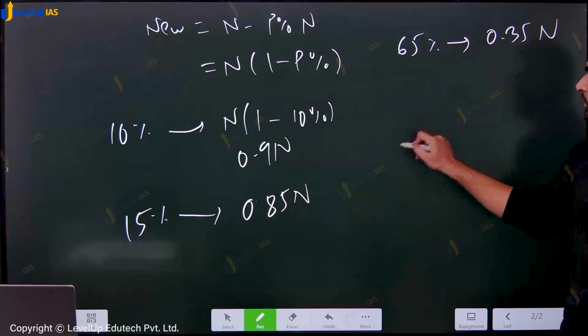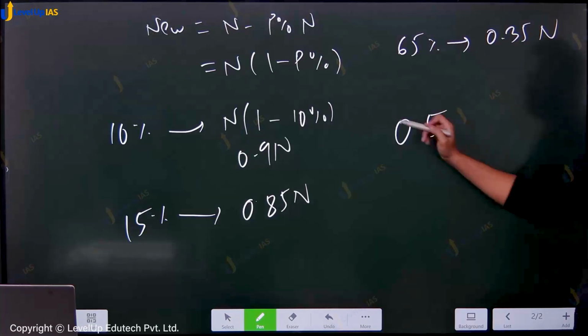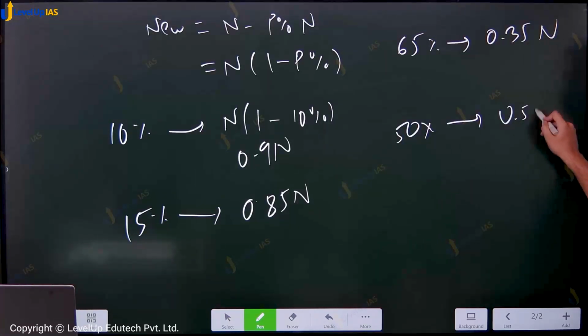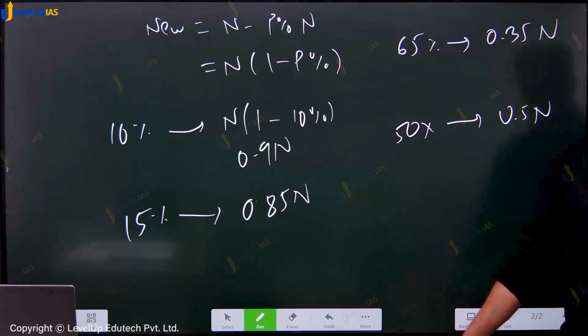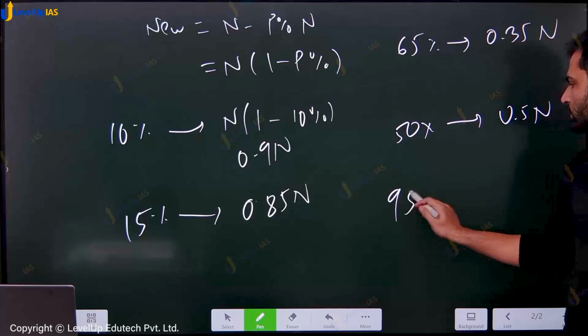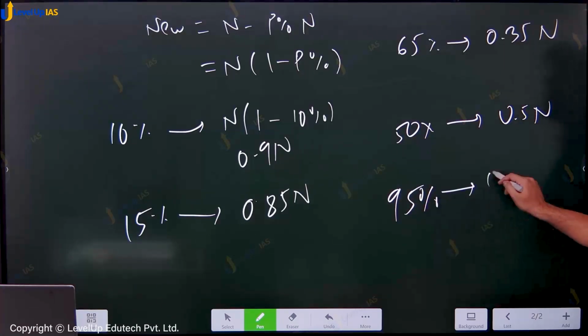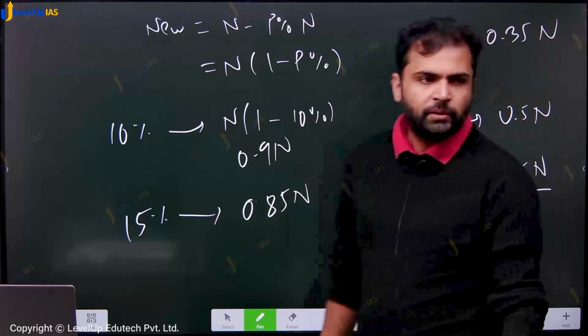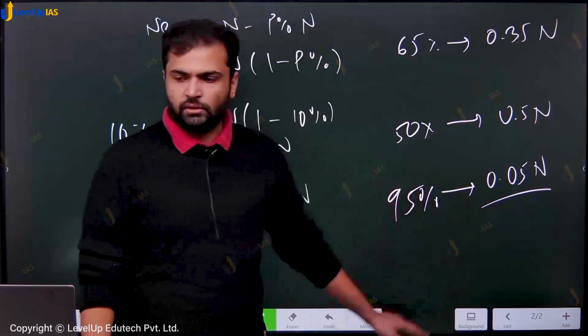If you want to decrease by 50%, it will be half of n. Decrease by 95%, it will be 0.05 times n. Do you understand the pattern?